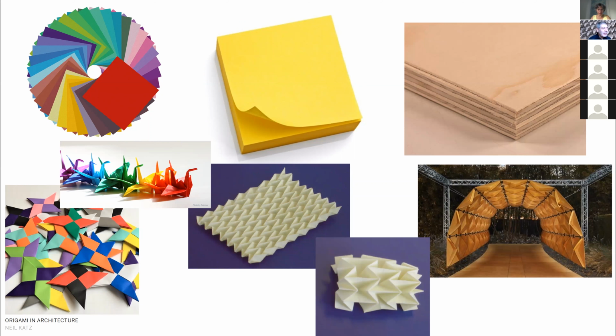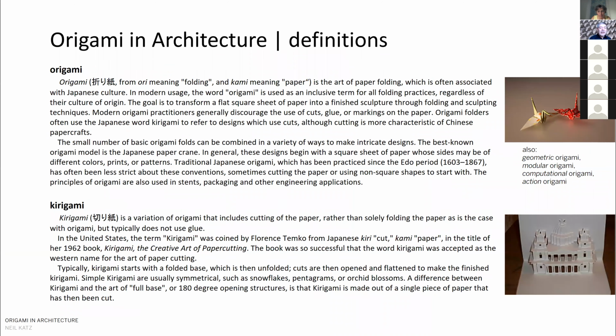Some definitions, I won't read these, but in general, origami is an art coming from the Japanese culture. The word means folding and paper, and there are strict rules if you follow the practice rigorously, where you always start with a square piece of paper, and the only action that's allowed is folding and unfolding, right? Nothing else. There's a variation of origami called kirigami, and kirigami allows cutting the paper. So that increases the forms that you're able to create.